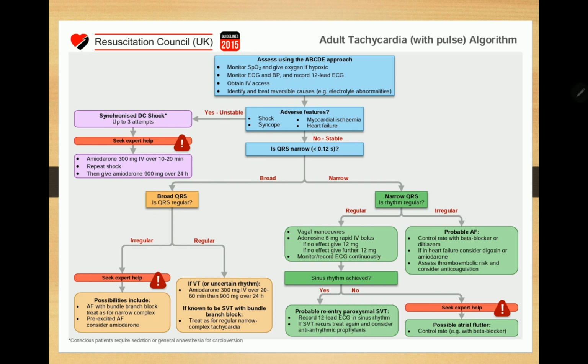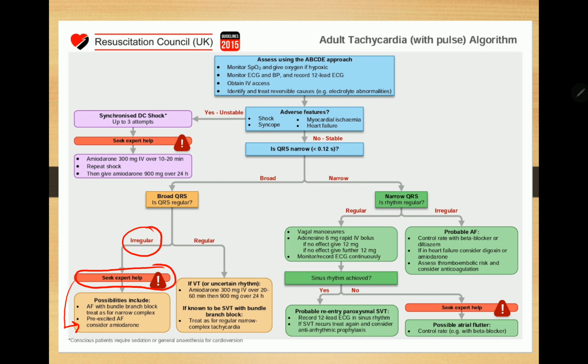Now, if it's broad and irregular, then they say seek expert help because this is the danger zone. The danger is this patient has got a pre-excited AF. Now, as we discussed previously, if the patient has got pre-excited AF, that means they have got an accessory pathway in the form of the bundle of Kent.